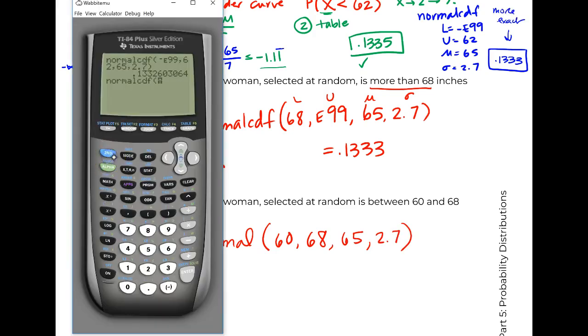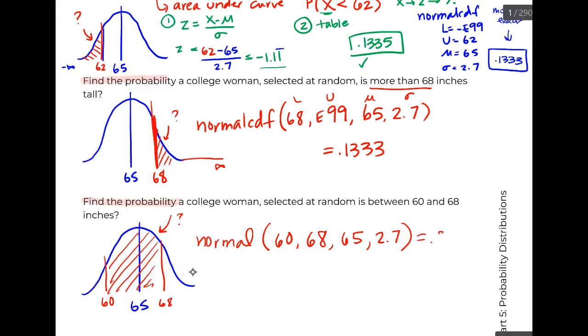So this one is a heck of a lot less work with the calculator than the table would have been, because with the table we'd calculate 2 different z-scores, and then we'd have to do that weird subtraction thing, look them both up and subtract. So we should get out 0.8347.